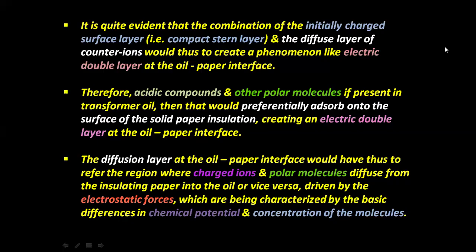The diffusion layer at the oil paper interface refers to the region where charged ions and polar molecules diffuse from the insulating paper into the oil or vice versa, driven by the electrostatic forces, which are characterized by the basic differences in chemical potential and concentration of the molecules.